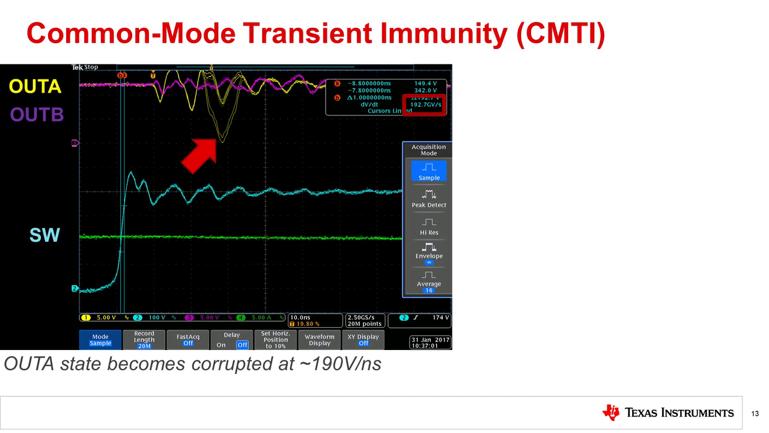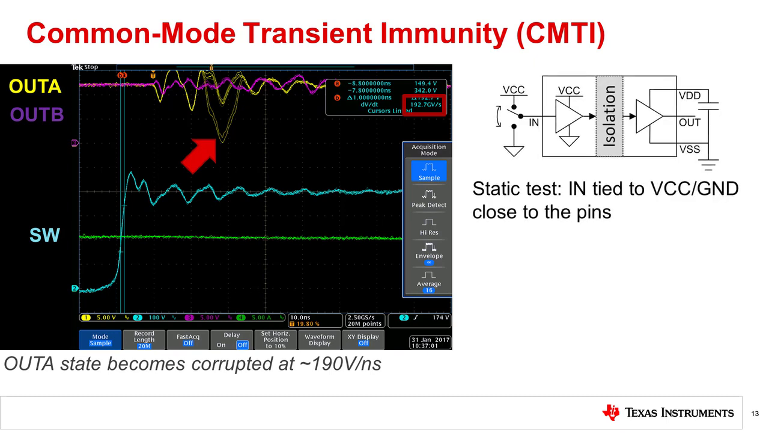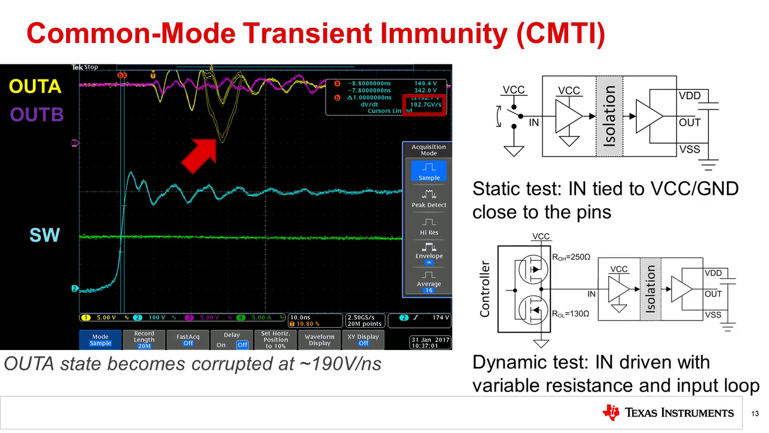Sometimes CMTI is separated into static and dynamic CMTI. Static CMTI allows inputs to be directly connected to reference planes, making it much harder for transients to generate an erroneous signal in the internal circuitry. Dynamic CMTI typically uses a microcontroller or other source with higher impedance to drive the inputs, which makes it easier for injected transient currents to affect the output state. The output will return to the expected state once the transient condition clears, and current injection to the control circuitry stops.